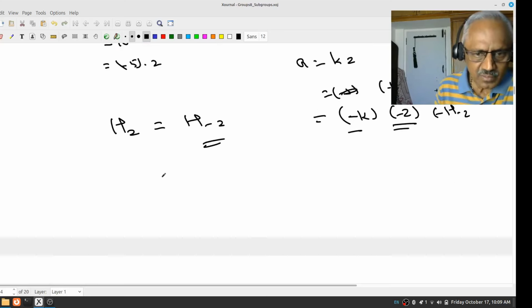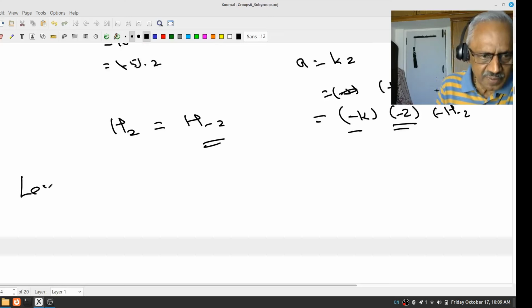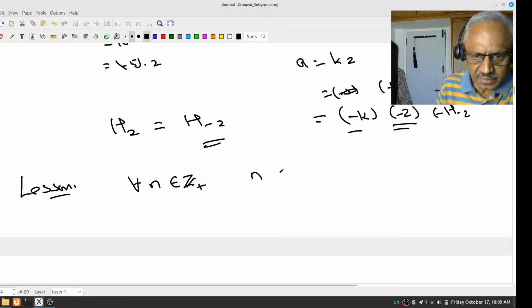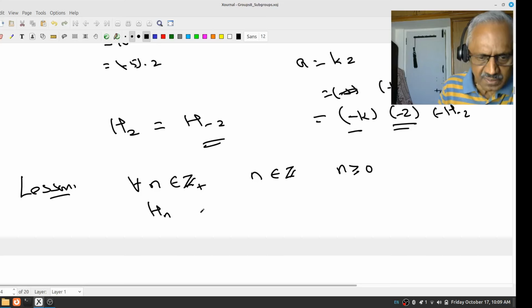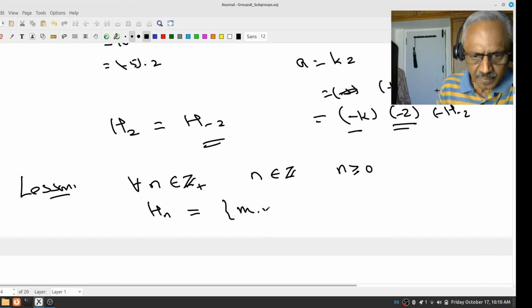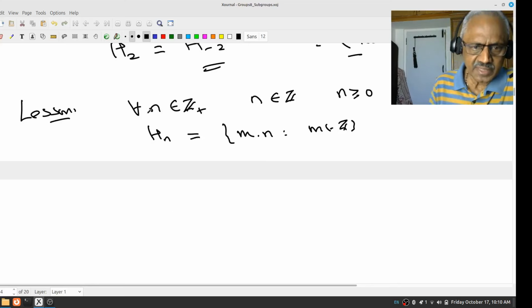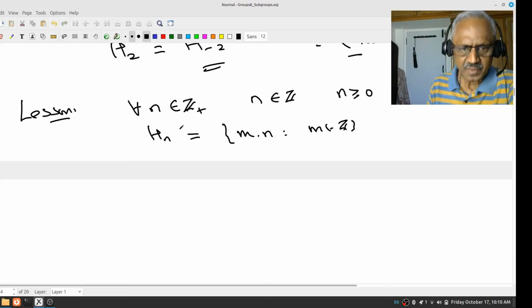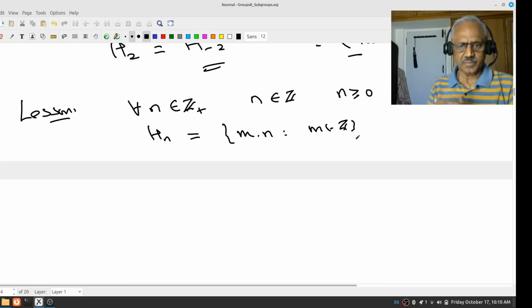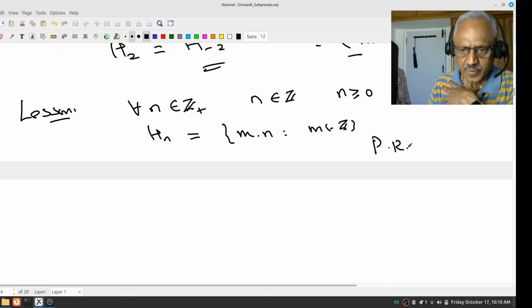Therefore, what is the lesson we learned? For every non-negative integer n, that is n is in z and n is greater than or equal to 0, this hn is defined. This is all multiples of n. That's good enough. I don't have to consider n to be negative. Are you following? Because hn is the same as h of minus n. So pause, review, proceed.